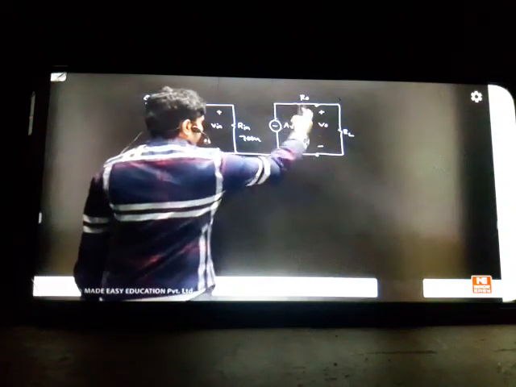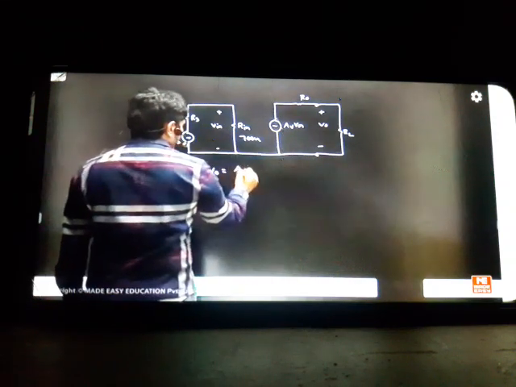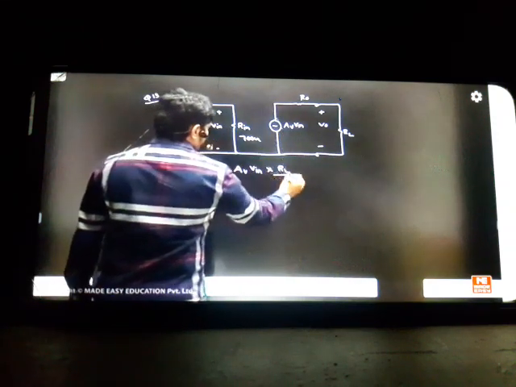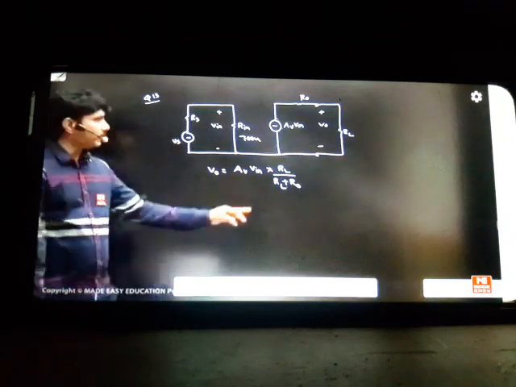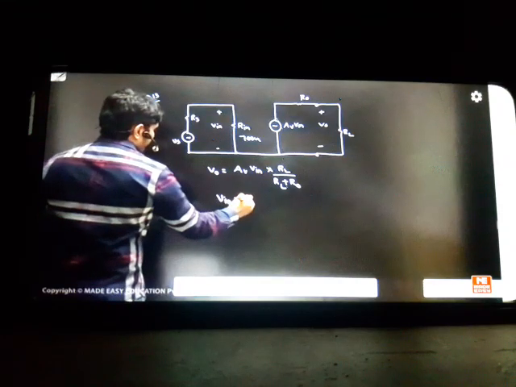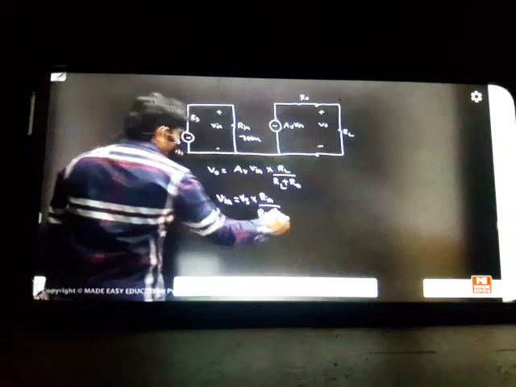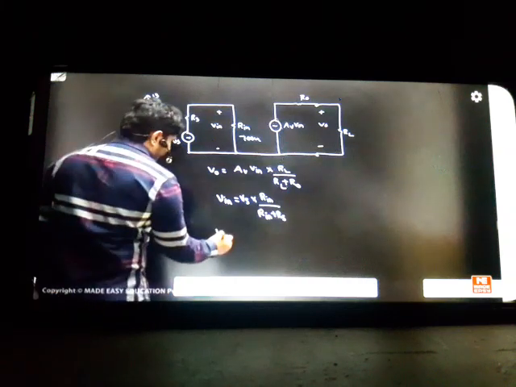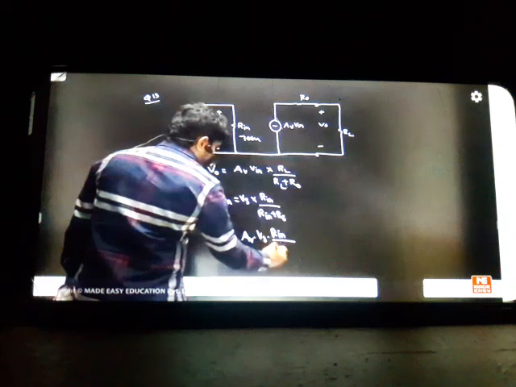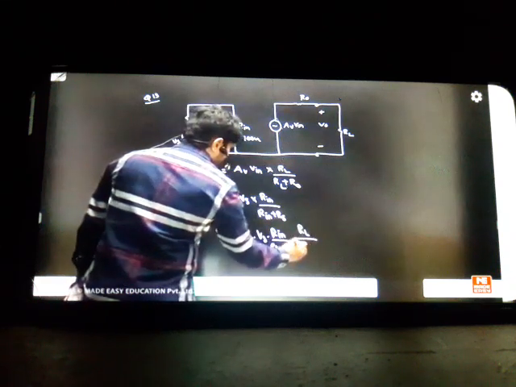V naught is nothing but, what we can write, V naught here. This is a voltage division rule you can apply. V naught is equal to AV into VIN into RL by RL plus R naught. You can solve like this. AV into VIN will become your voltage, into that resistance by total resistance. But what is VIN? It comes from this circuit: it is Vs into, here also voltage division rule, RIN by RIN plus RS. So you can solve this problem with AV into Vs into RIN by RIN plus RS into RL by RL plus R naught.